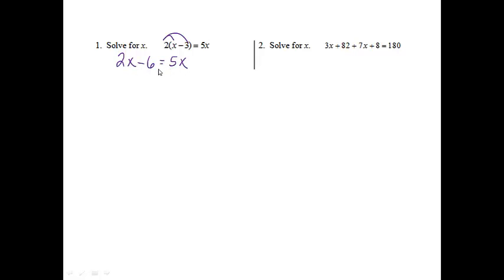Our next thing is we need to get the x's on the same side, so I'm going to get rid of the 2x by subtracting 2x from both sides. That will give me negative 6 is equal to 3x, and then I'm going to divide both sides by 3, so I'll get x is equal to negative 2.